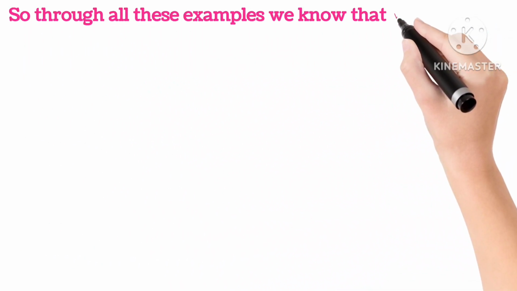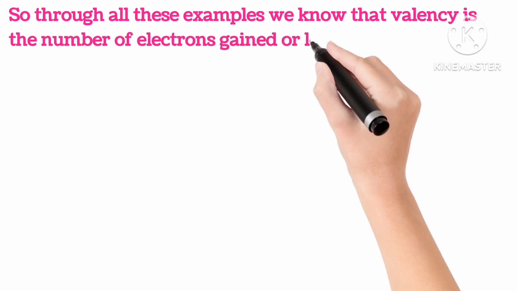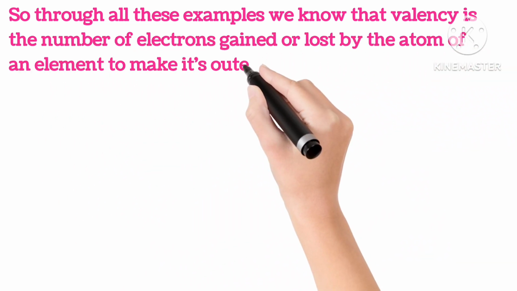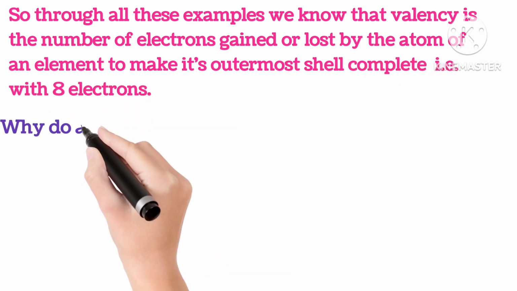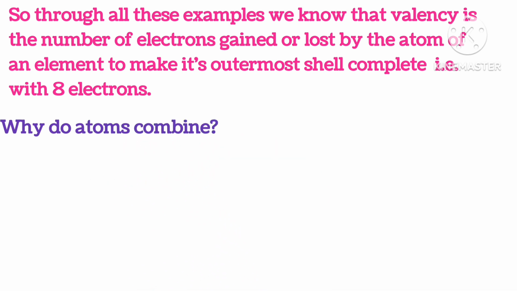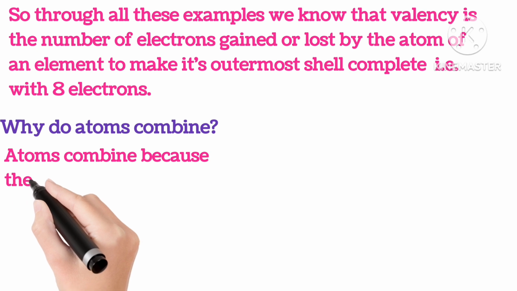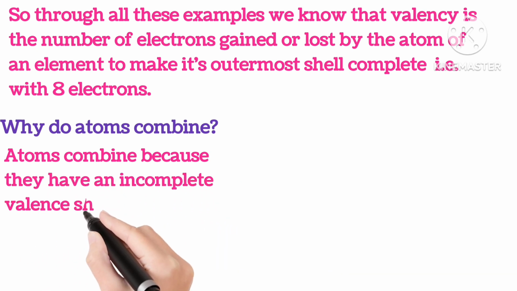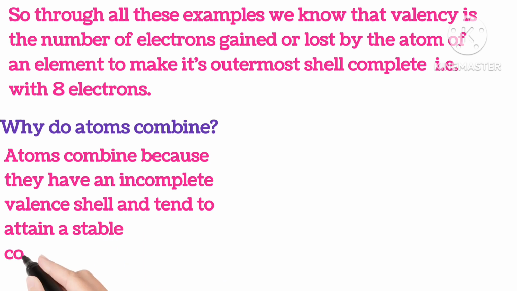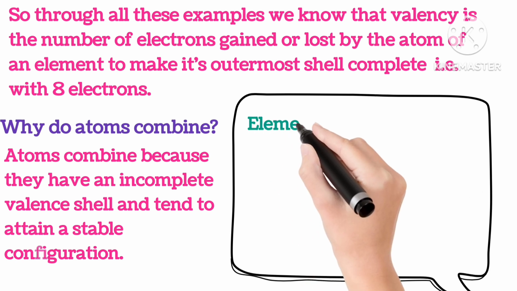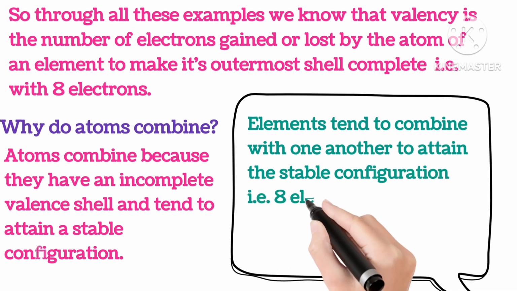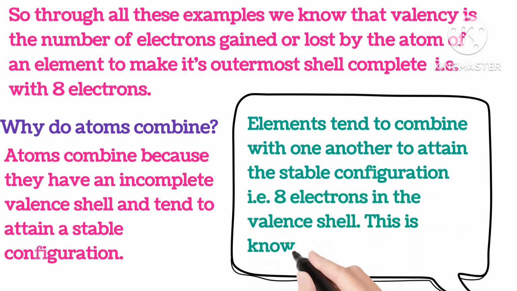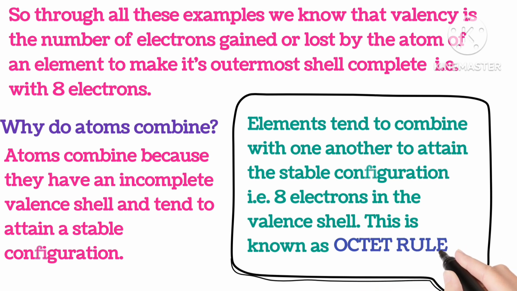So through all these examples, we know that valency is the number of electrons gained or lost by the atom of an element to make its outermost shell complete, that is with 8 electrons. Why do atoms combine? Atoms combine because they have an incomplete valence shell and tend to attain a stable configuration. Elements tend to combine with one another to attain the stable configuration, that is of 8 electrons in the valence shell. This is known as octet rule.